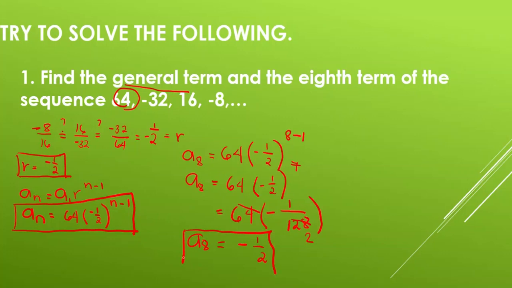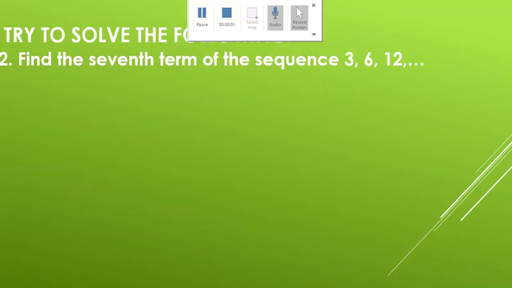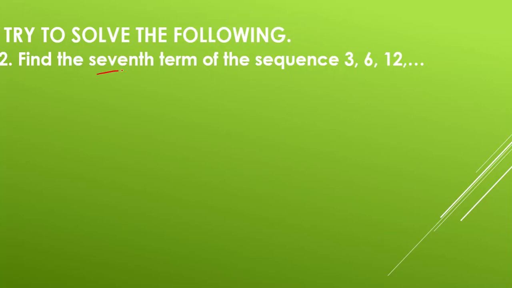You can do the checking by listing all the terms until you reach the a sub 8. But I'm telling you that this one is correct. Okay, let's try to solve problem number 2. So find the seventh term of the sequence. So seventh term of this given sequence.